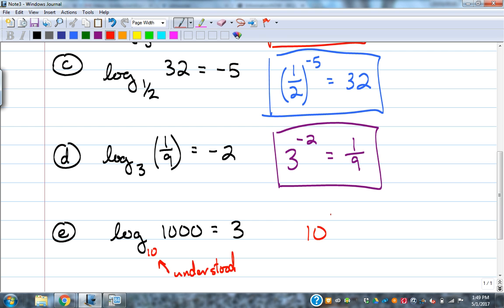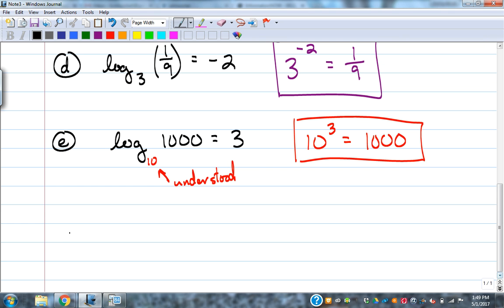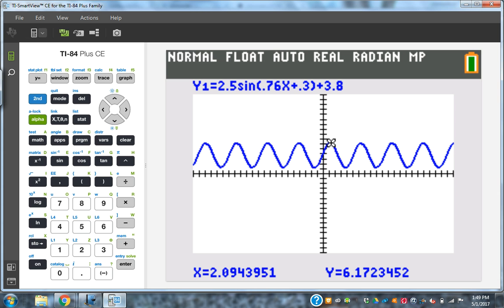10 to the equals, and 10 to the third power is 1,000. That doesn't change. Still a true statement. What regular log, like that's not there, that's just log. That's called a common log. And it's common enough that it's got its own button on your calculator.